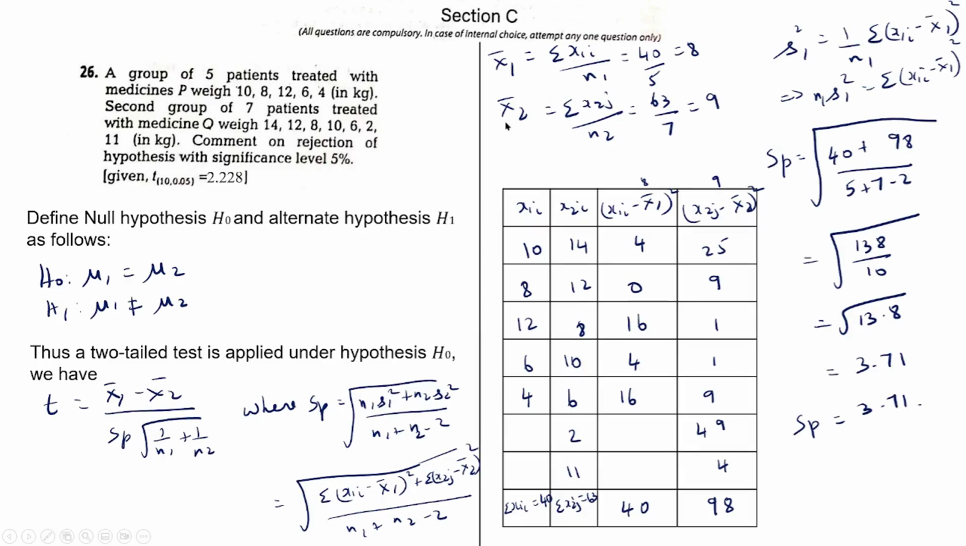Now we have got x1 bar, x2 bar, SP, and we know n1 and n2. All these we can substitute in T. Let me continue here.